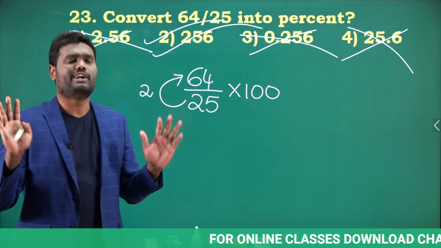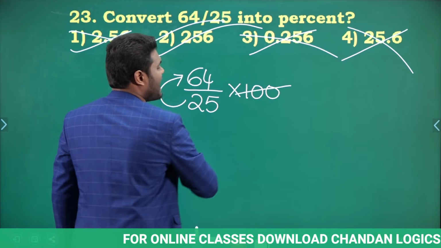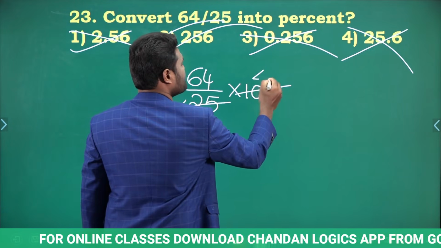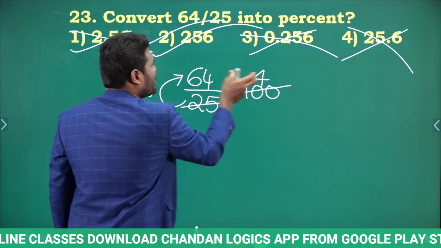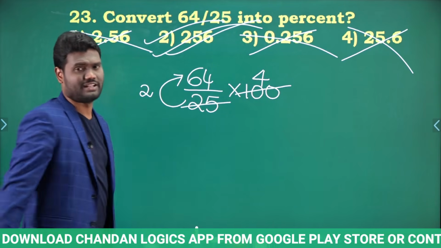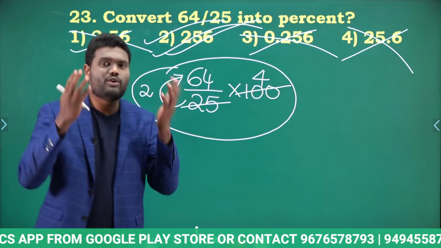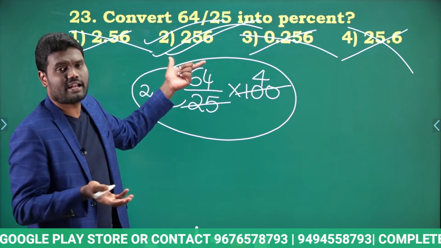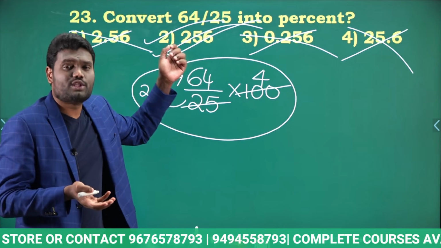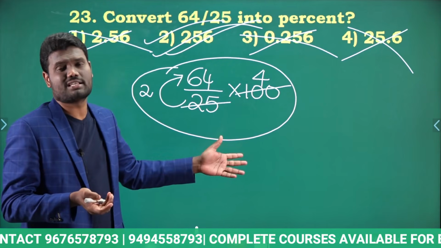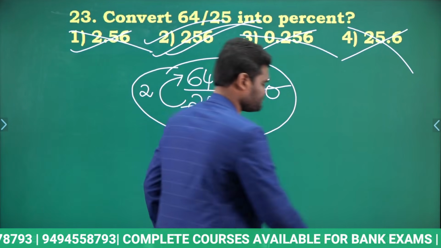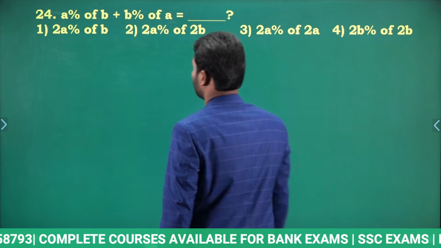If you want, you can calculate also. If you are going to calculate, 100 cancels in 25 four times. 64 into 4, you can say the answer is 256. But without calculating also, just by using common sense, I can say the answer directly is 256. And this was the exact question that was asked in the SSC CPO examination. Let us look at the next one.